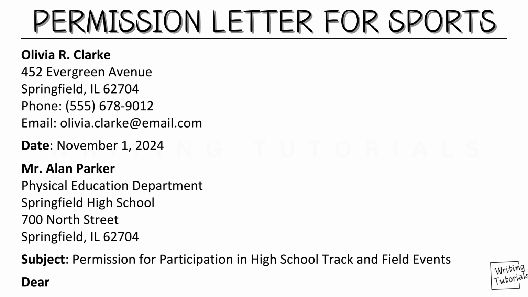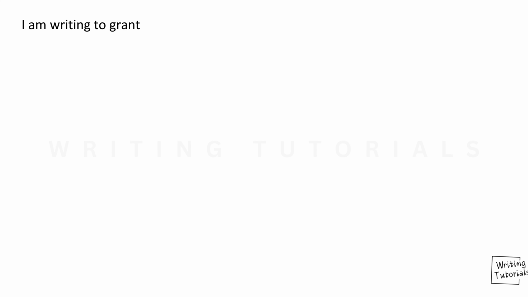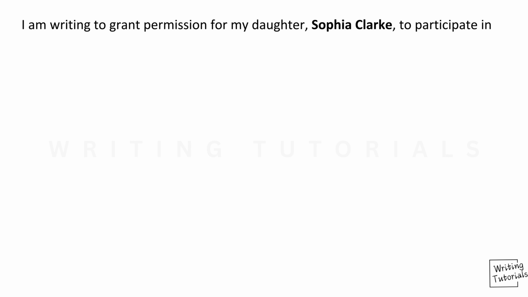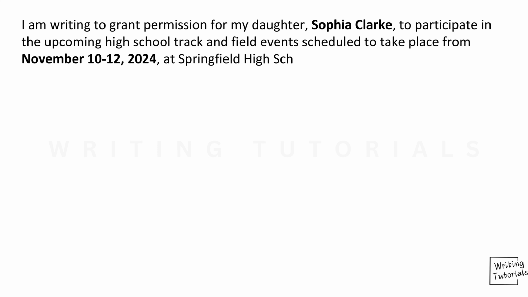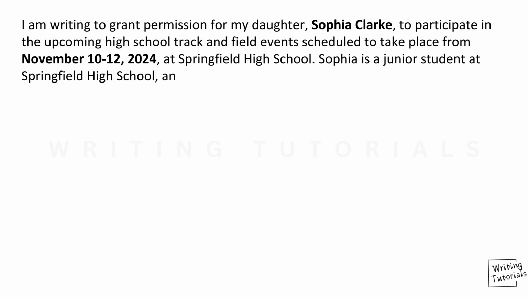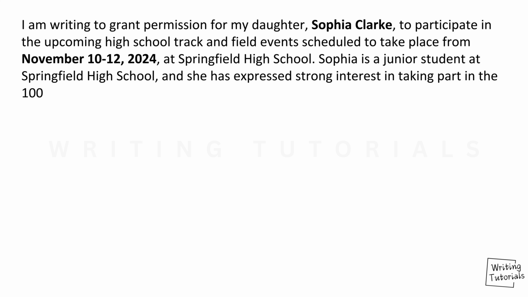Next, we begin with the opening paragraph. This paragraph is the introduction and main purpose of the letter. It should be brief but informative, stating your intention to grant permission for your child's participation. In this case, Olivia, the parent, is granting permission for her daughter, Sophia, to participate in a high school track and field event. Notice that she includes her daughter's full name, along with the event specifics, like the dates and the activities her daughter will participate in. Including these details makes it clear to the reader what exactly you're granting permission for, so they can cross-check this information with their own records and know exactly who has parental consent.